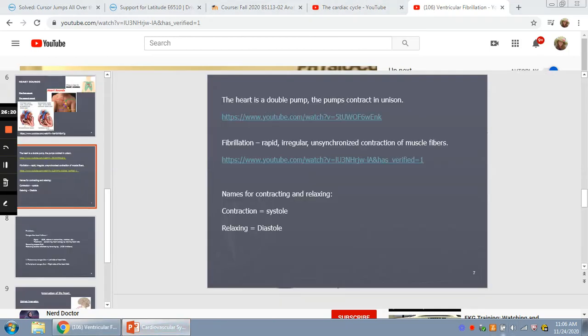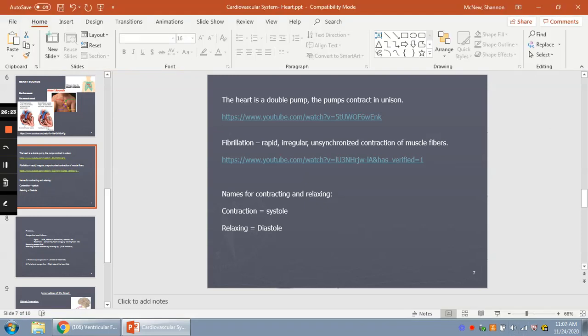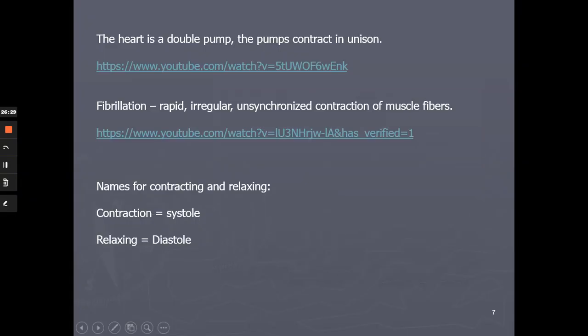So those of you who have taken a CPR class, and you've talked about AEDs, these are defibrillators. So if the heart is in fibrillation, a rapid, irregular, unsynchronized contraction of muscle fibers in the heart, then what it will do is defibrillate it. It's going to give it an electrical shock, and all of those muscle fibers are going to contract at one time. Then what do we hope for? We hope that it now becomes synchronized.